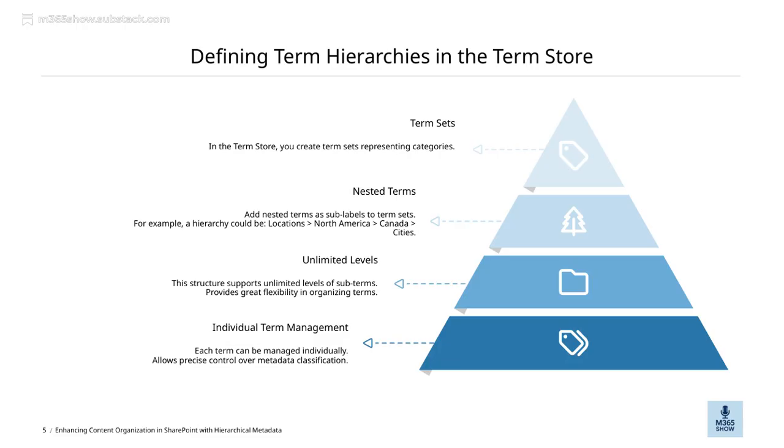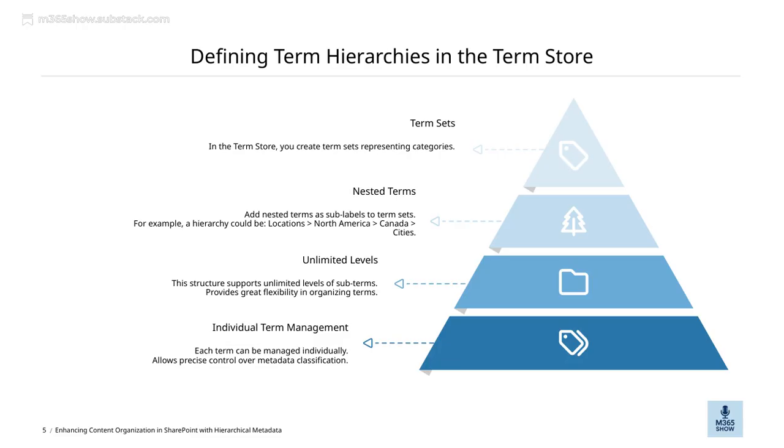Next, this structure supports unlimited levels of subterms. In other words, you're not limited in how deep your hierarchy can go. This flexibility allows you to organize your terms in a way that truly reflects your business structure or content taxonomy. You can add nested terms as sublabels within term sets. For example, you might have a hierarchy like locations, then North America, then Canada, and finally cities. This nesting helps users easily drill down into specific categories or locations.